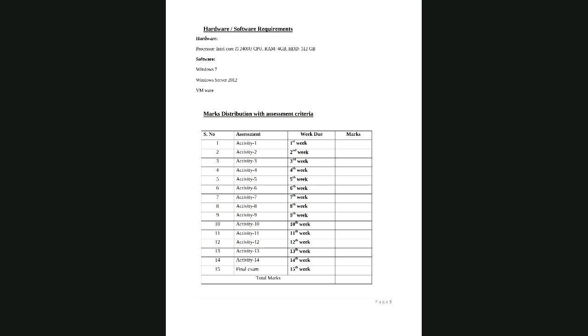Now the marks distribution for the activities. You will be having 10 activities, and each activity will have 1 mark. Right? So total, it will be, even though it is not correct here, total 10 marks, 10 activities.